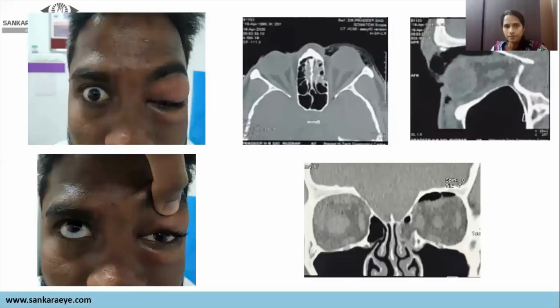And again here, this is a history of trauma showing edema in the upper and lower eyelid with limitation of elevation. So when you compare this, here you have an axial scan, CT scan orbit, axial section. This is a bone window.